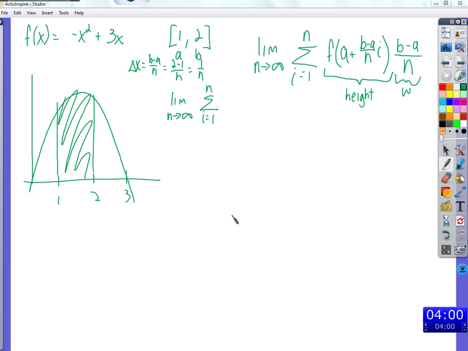All right, so like I said, I was going to finish up this example during lunch, so here I am. Let's see, so we're going to fill in the height and the width, right? So we just found delta x, that's the width of one rectangle, b minus a over n. So 2 minus 1 over n. We don't know what n is, we're going to let n get very big. So there's the width, 1 over n. 1 over n is also the width of the rectangle that we're going to move over 1, 2, 3, 4, 5 times, whatever, for whichever rectangle we're on.